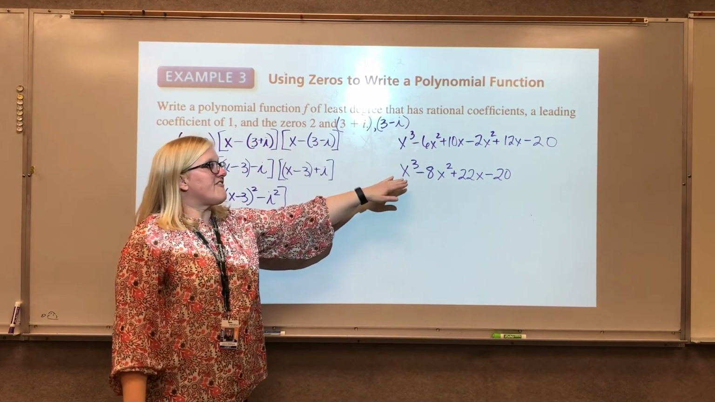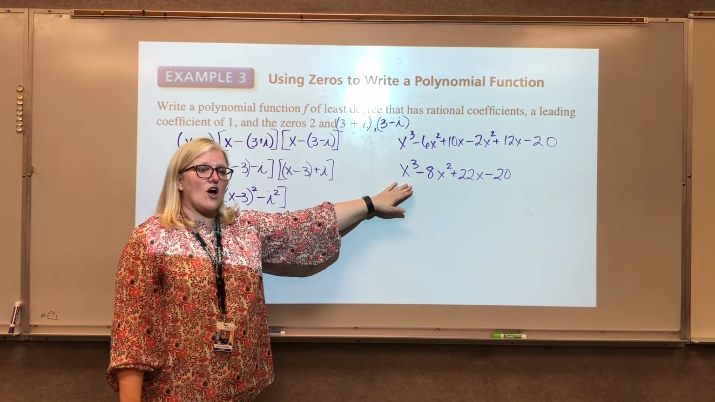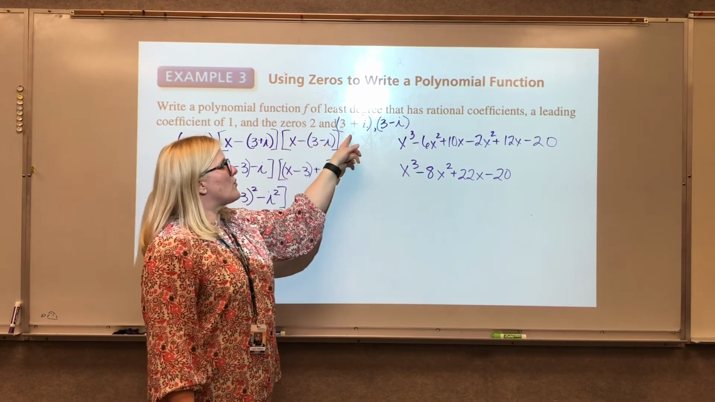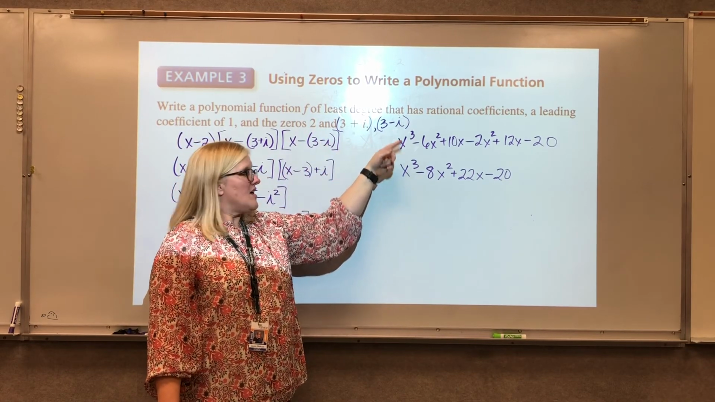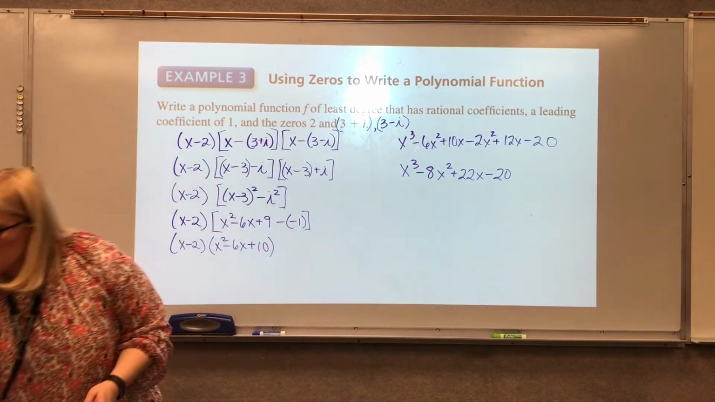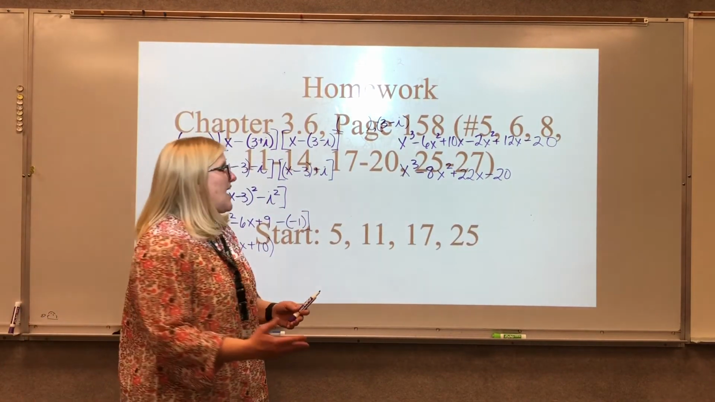Okay, so if I factor this and I find all the roots, there's 3 of them. Here they are: 2, 3 plus i, and 3 minus i. I would get those answers again. Okay, so that's what I have for you.